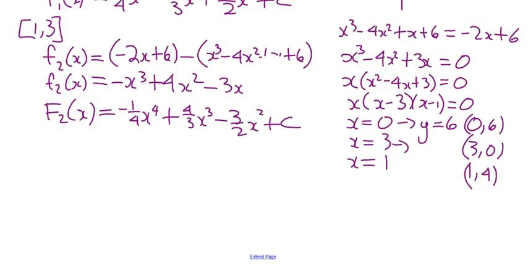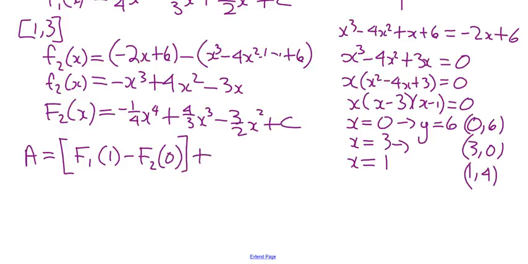All right, so what's our area? The area is the area from 0 to 1, so capital F1 of 1 minus capital F1 of 0, plus the area from 1 to 3, which is F2, so F2 of 3 minus F2 of 1.